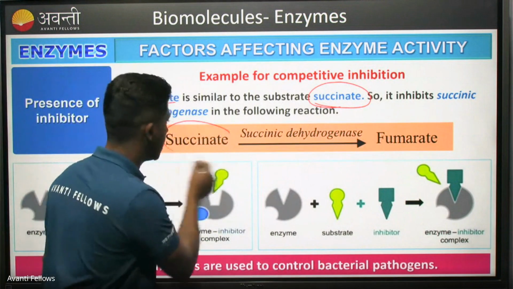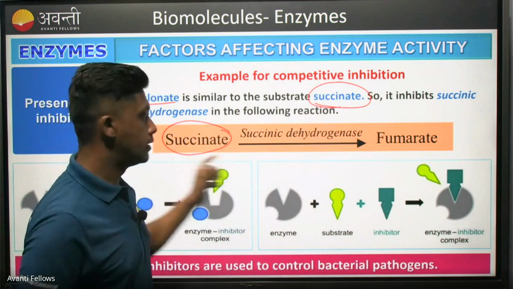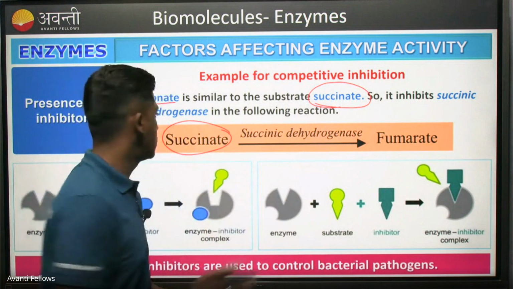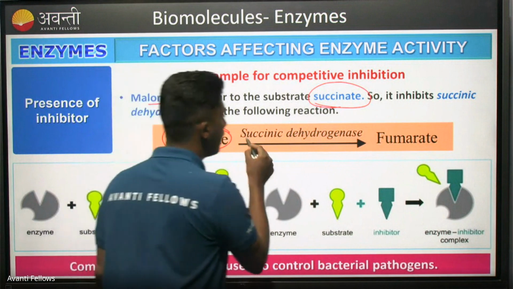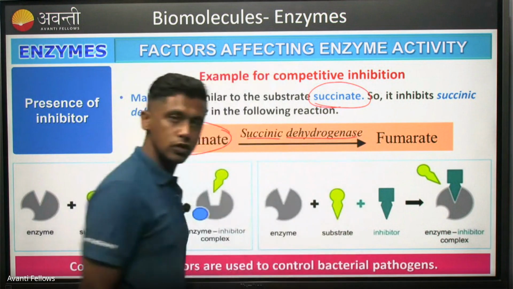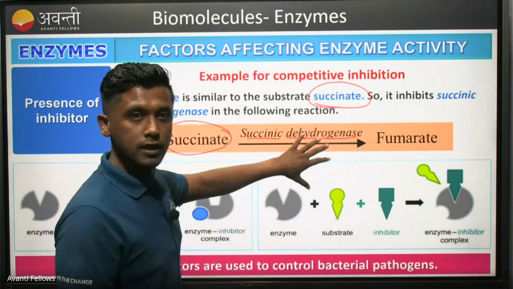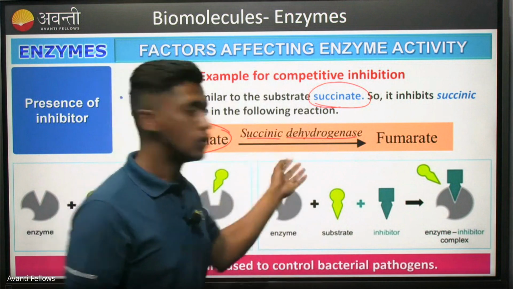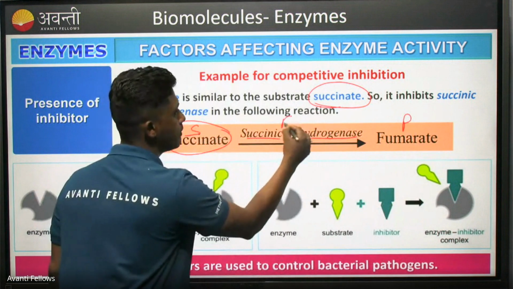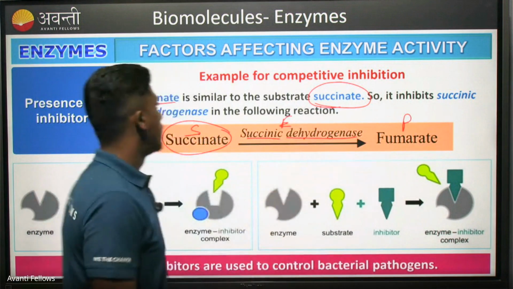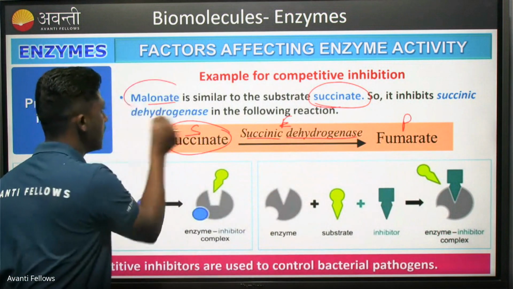We have succinate. This is a normal enzymatic reaction. We have succinate as a substrate, and an enzyme called succinate dehydrogenase. Succinate dehydrogenase acts on succinate to give us fumarate, which is the product. This is a substrate, this is an enzyme, and that is the product. Understood? Now what happens? There is malonate.